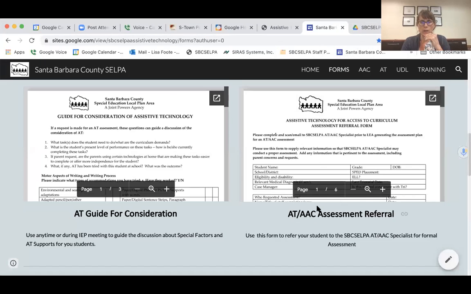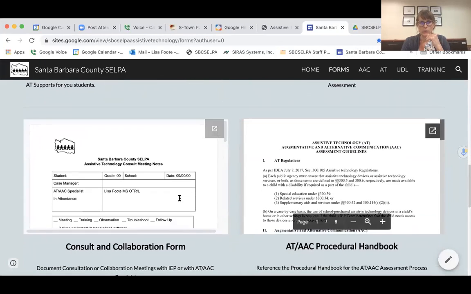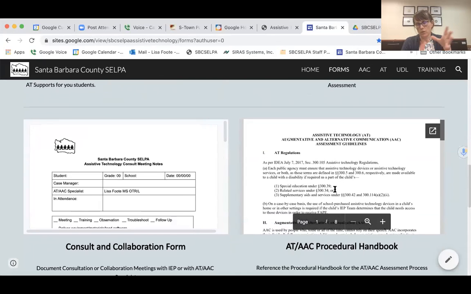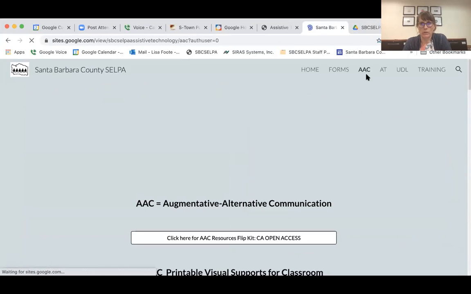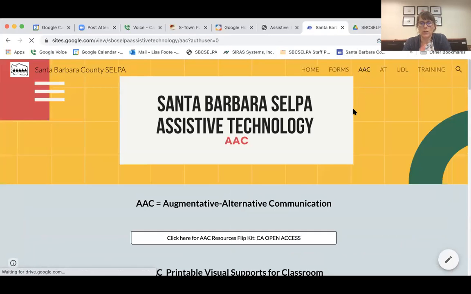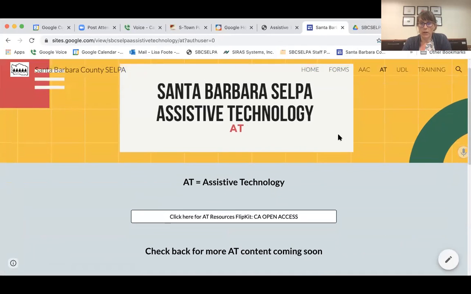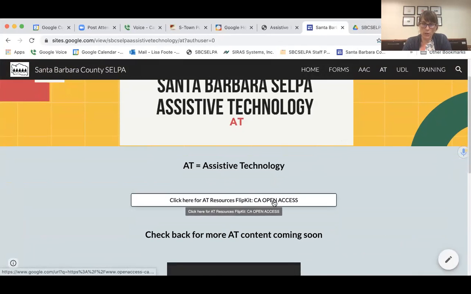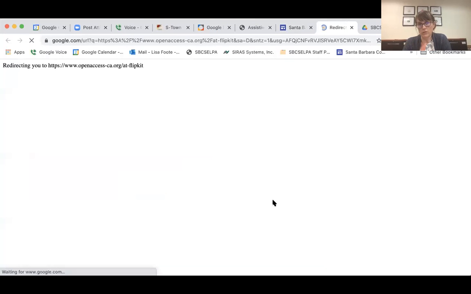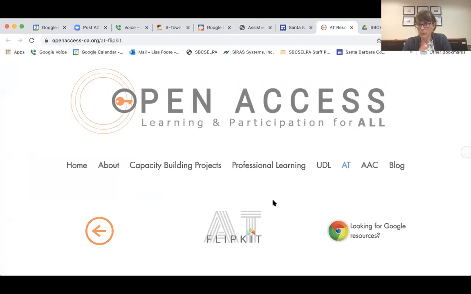Okay, and there's a consult meeting note, and then this is the procedural handbook that explains all the assistive technology procedures. Right now, there's not too much on here. This is the AAC section. The AT section, I will show you the link for the Placer County. I showed you that link on the other SELPA page, but here's this one. This is what I would suggest looking at for ideas for right now.